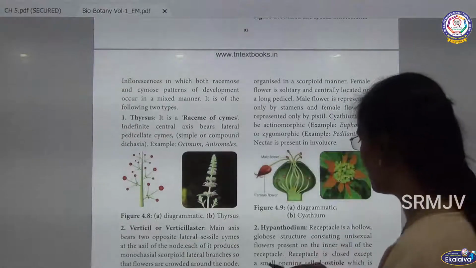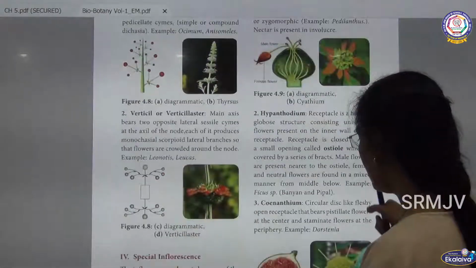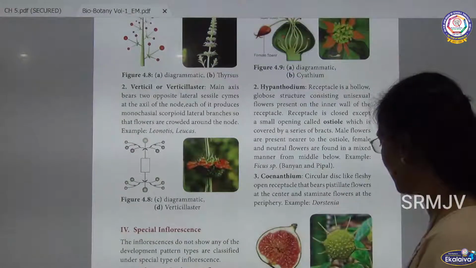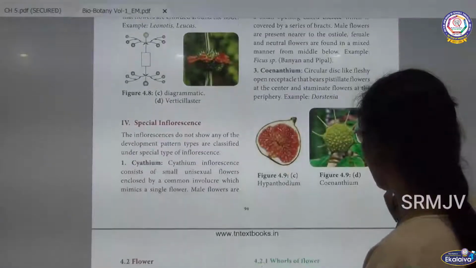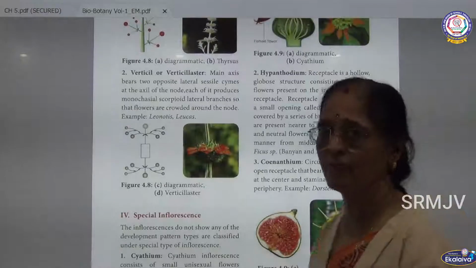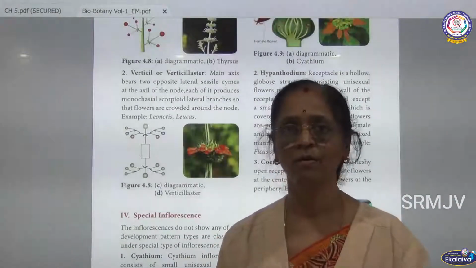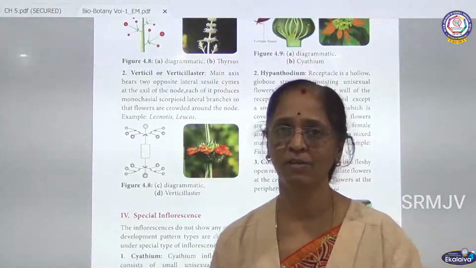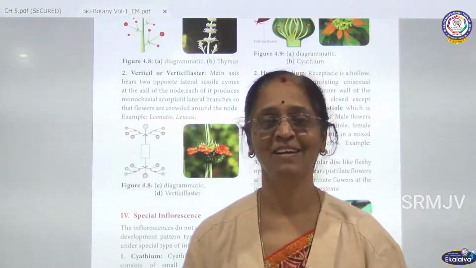The other examples are hypanthodium, which you will see in ficus, the banyan and the peepal. This is a picture of a hypanthodium, and this is a coenanthium, which you will find in Dorstenia. So these are the examples of some of the inflorescences like racemose, cymose, mixed inflorescence, and special types of inflorescence. In the next class we will study about the flower.